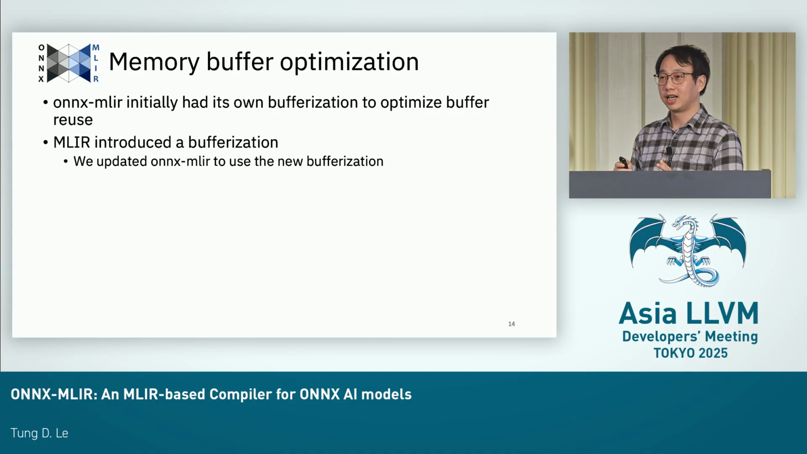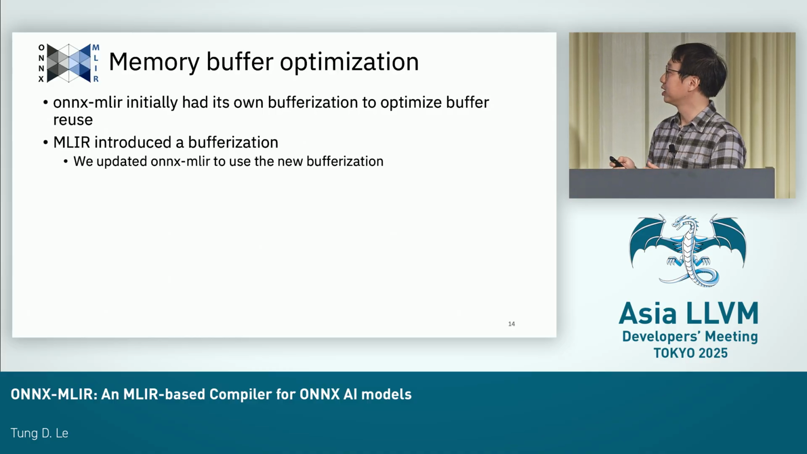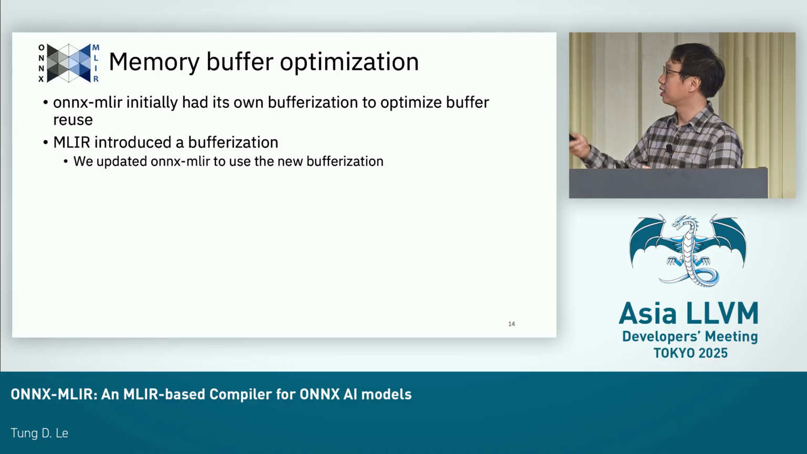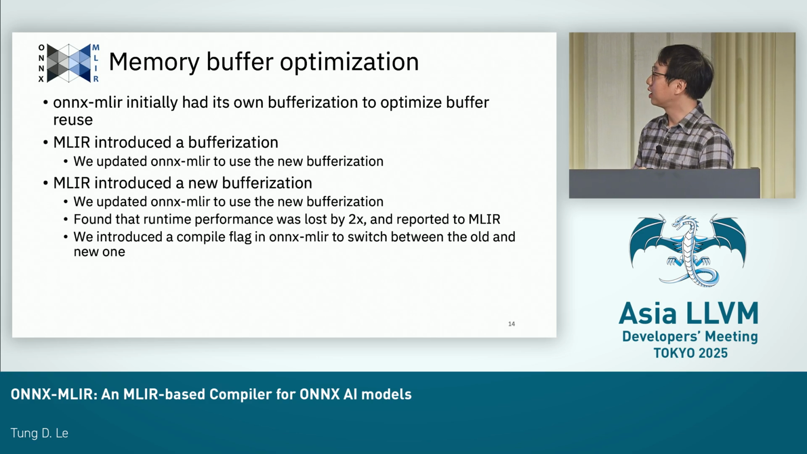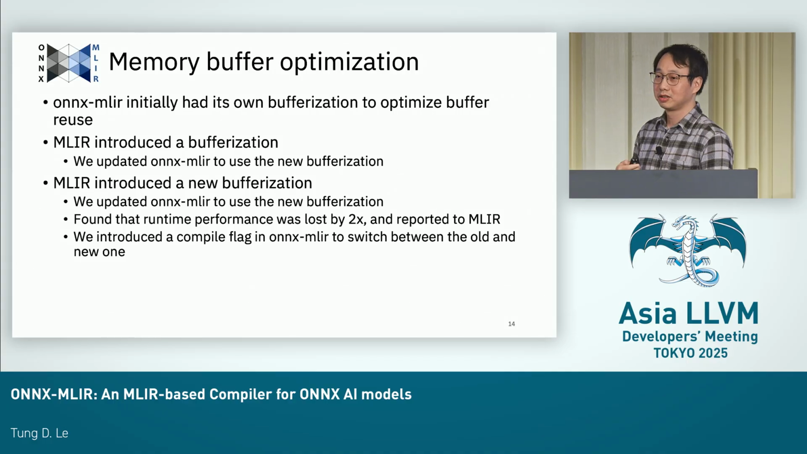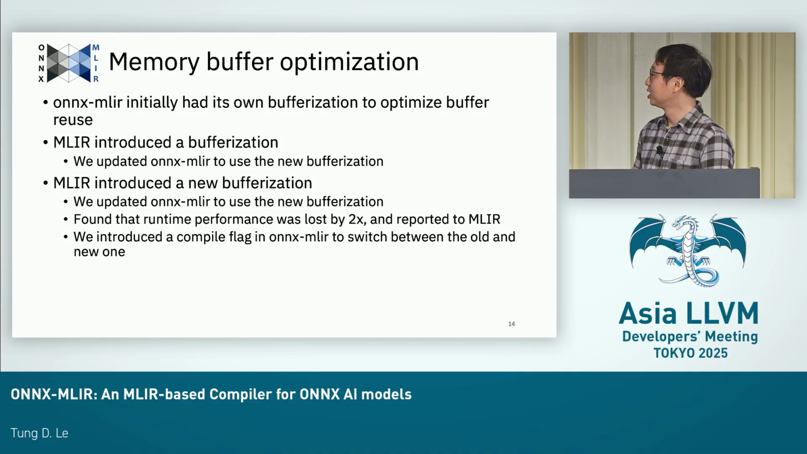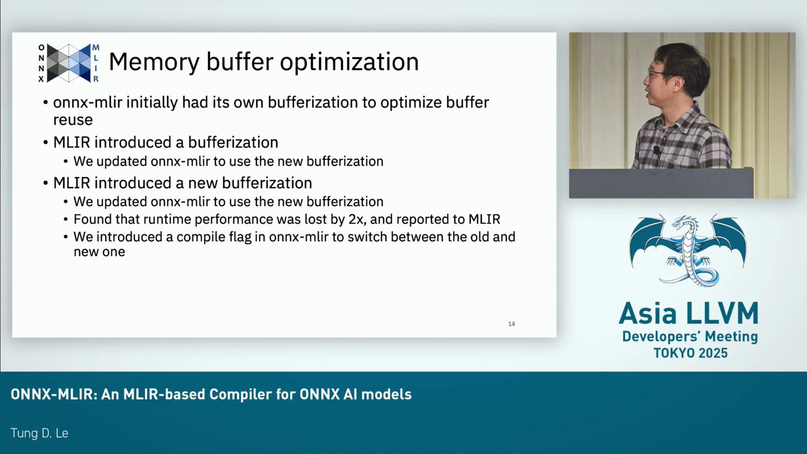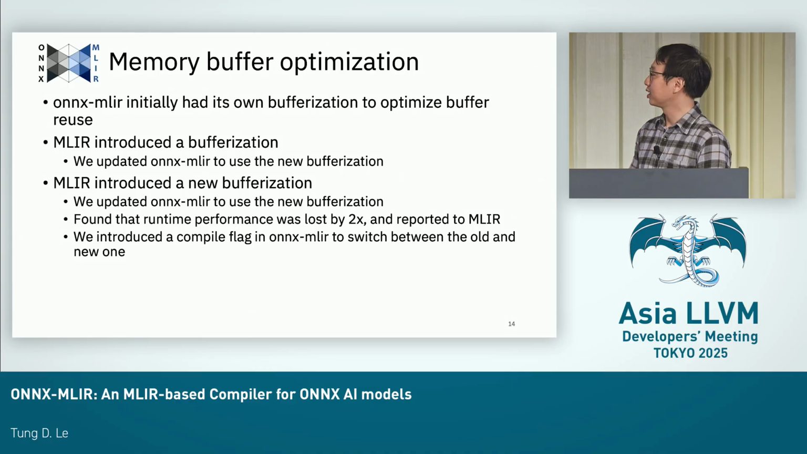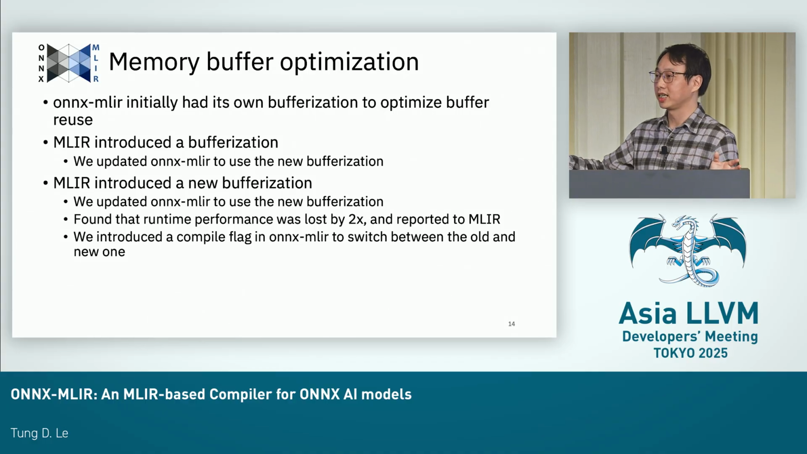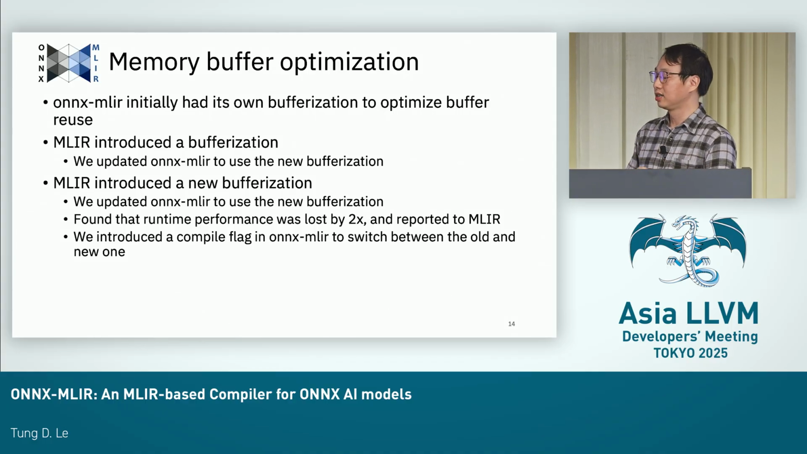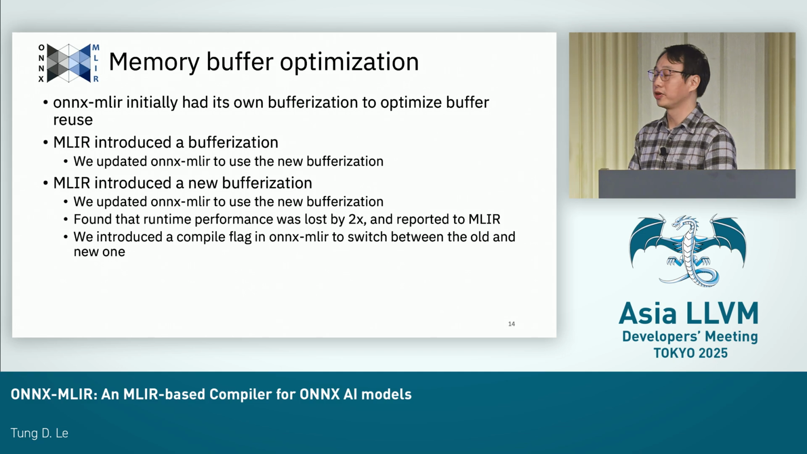But after that, MLIR introduced a bufferization mechanism, and we updated our compiler to use it. At that time, it worked well. But after that, MLIR introduced a new bufferization mechanism. So, yeah, we wanted to catch up with the latest MLIR, and we updated our compiler to use this one also. But after that, we found that the runtime performance was lost by 2x. Yeah, because we have a test for the ONNX model zoo, so we can know when some regression happens.